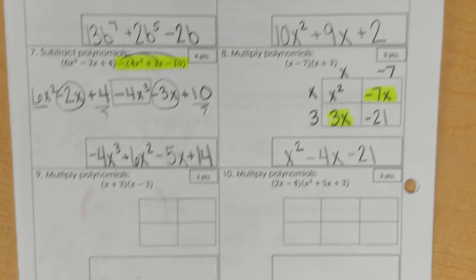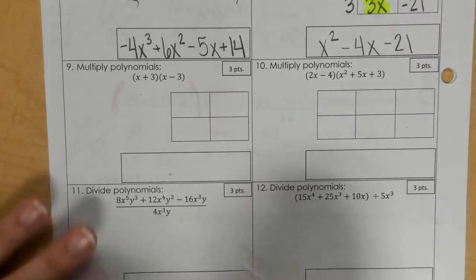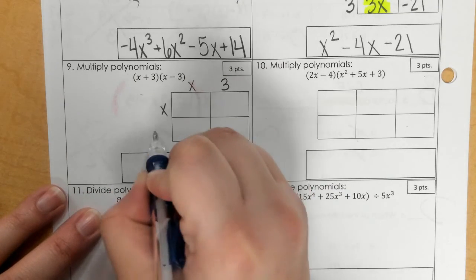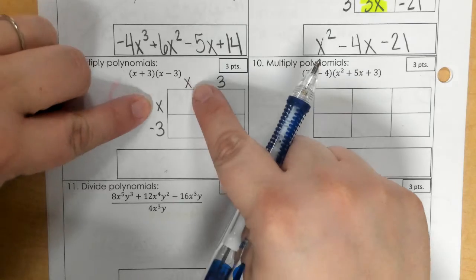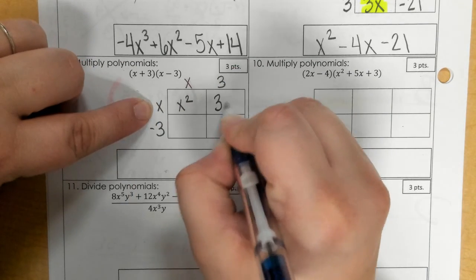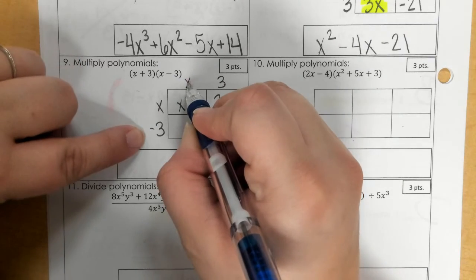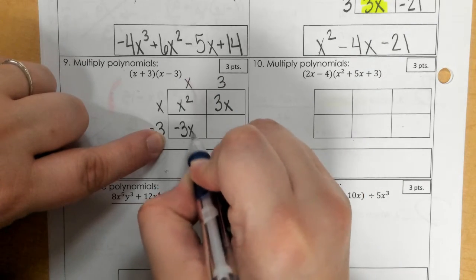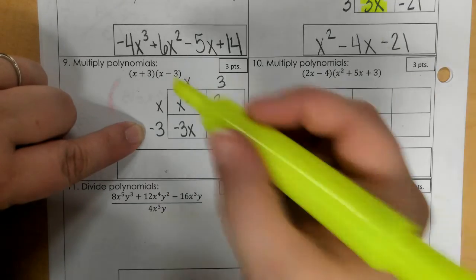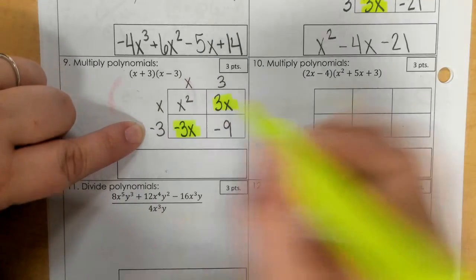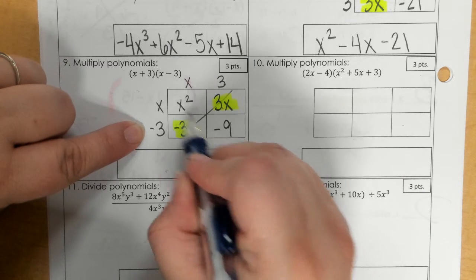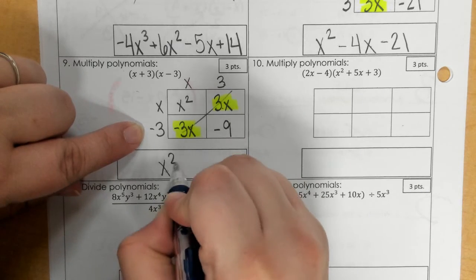Okay? In number 9, again, I'm multiplying. So let's put that x and 3, x and negative 3. So x times x would be x squared. 3 times x is 3x. Negative 3 times x. And then negative 3 times 3 is negative 9. So these basically cancel out. 3 minus 3 makes 0. So we're left with x squared minus 9.